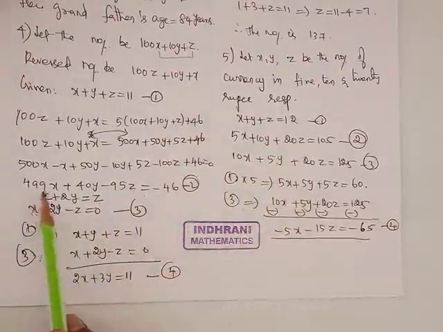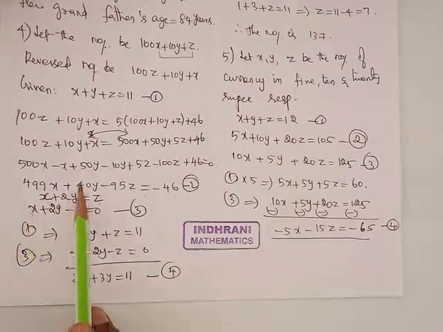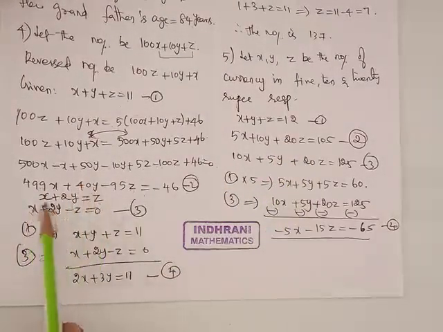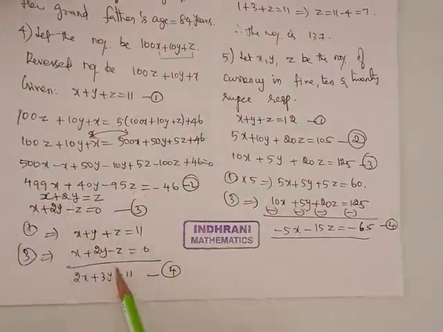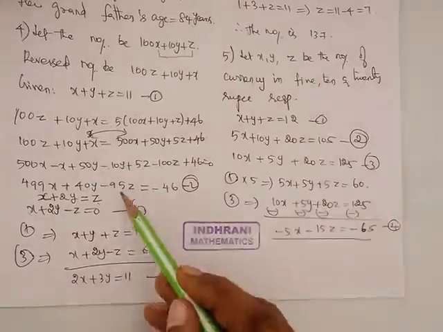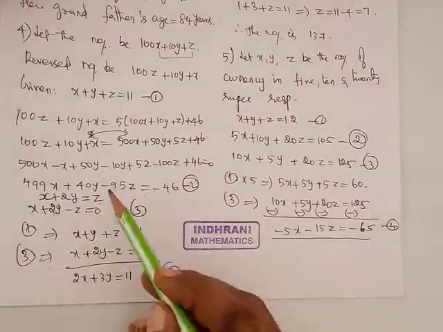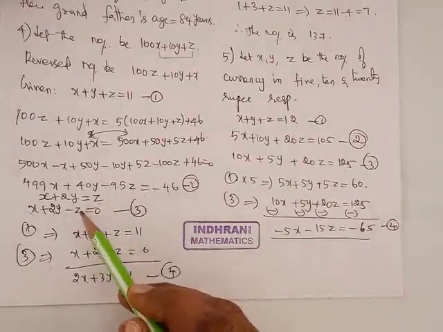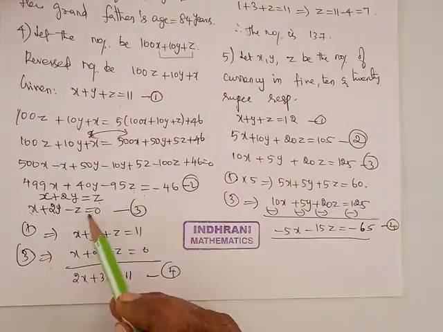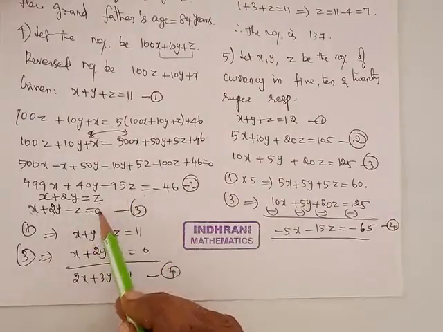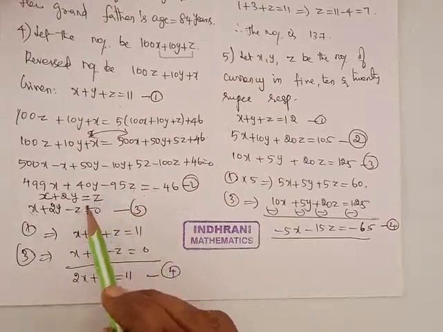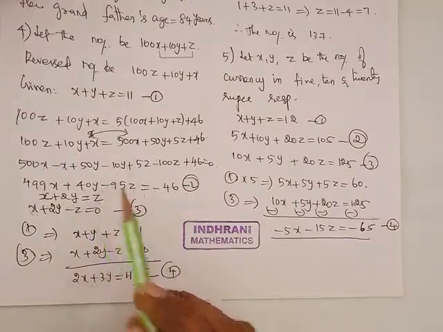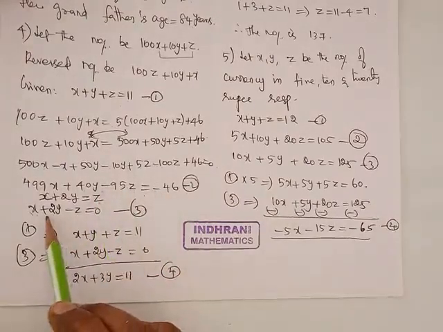In equation number 2, the coefficient of x is 499, here it is 1. Here the coefficient of y is 40 and here 2. Here minus 95, here minus 1. So I want to eliminate z. That means I want to make the z coefficients equal. Here minus 95z, here only minus z. So multiplying equation number 3 by 95. Equation number 2 I am writing as it is, but equation number 3 I am multiplying with 95.